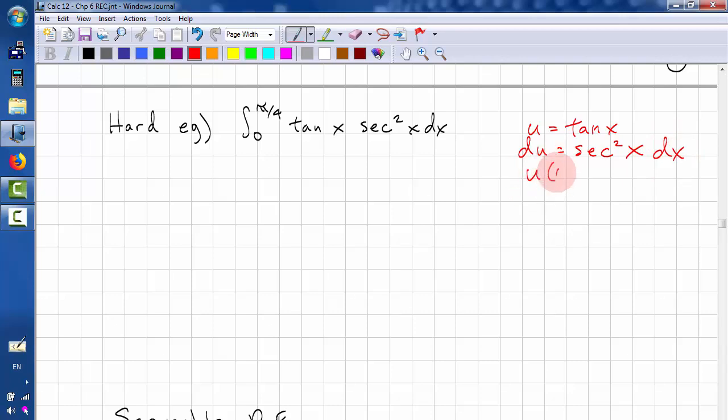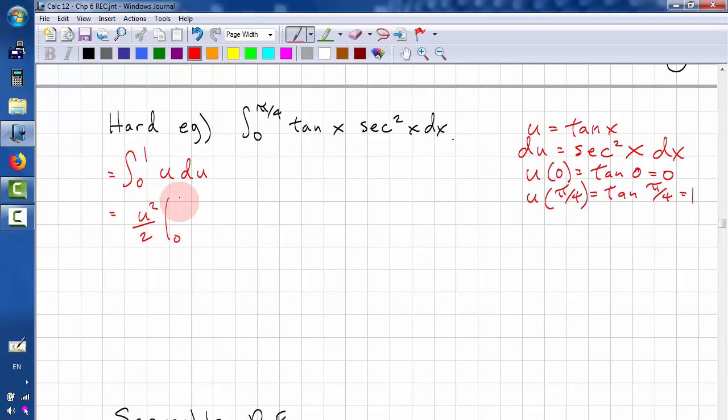Okay, u of 0 equals tan 0. So that's just 0. And u of pi over 4 equals tan pi over 4. And that's just 1. Now we're integrating from 0 to 1. And since du gets substituted for all this, we just have u du. And this is not so hard. It's just seeing what we have for the substitution that's hard. And it makes it also harder when we have definite integrals. So the integral is u squared over 2, and we're integrating from 0 to 1. So we have 1/2 minus 0, so that's 1/2.